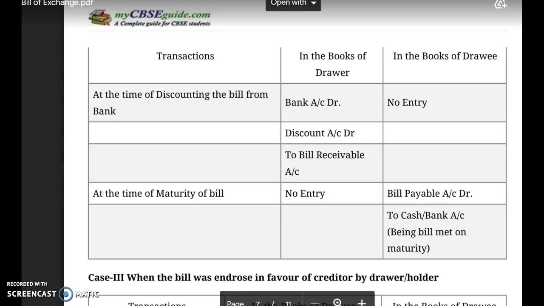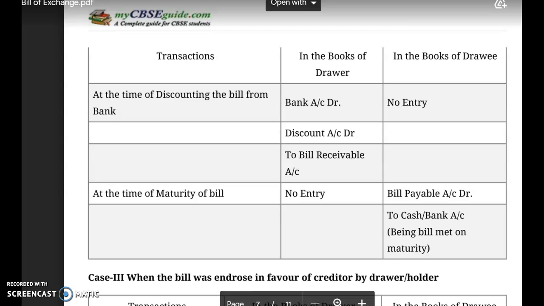The drawer may keep this bill till the due date with him, or he may discount it, he may endorse it to a third party, or he may send the bill to the bank for collection. The drawee is in no way concerned with that. The drawee's duty is only that on the due date of the bill, he has to make the payment of the bill. So on the due date, the entry recorded in the books of drawee is the common entry: bills payable account debit to cash or bank account.